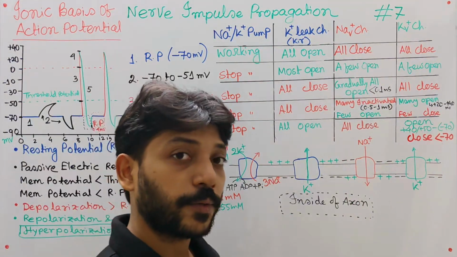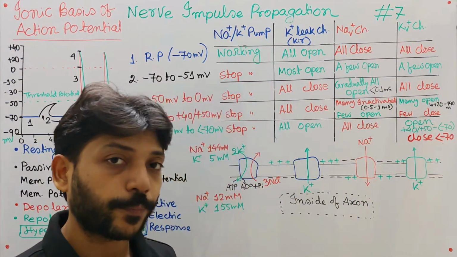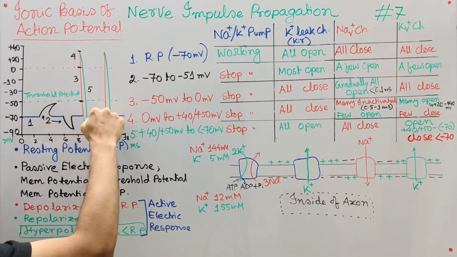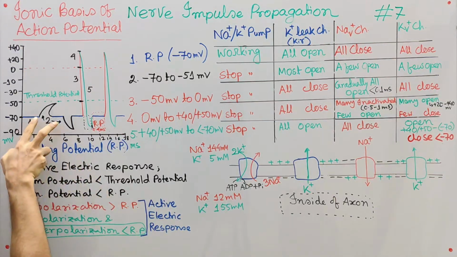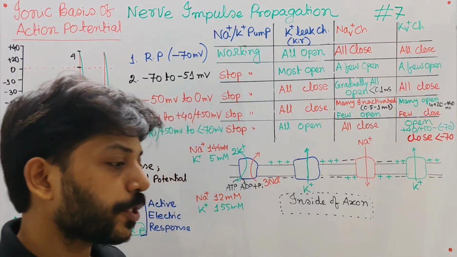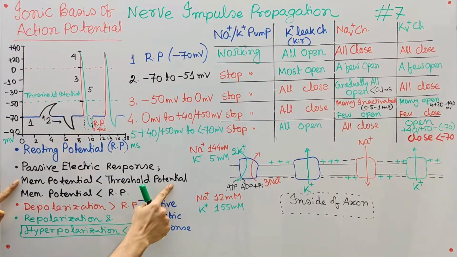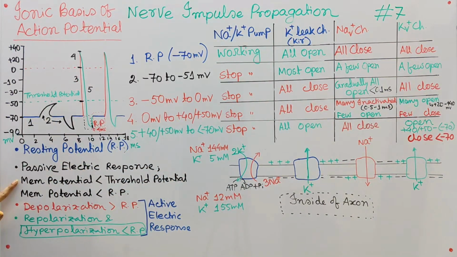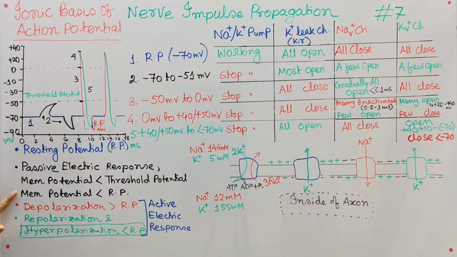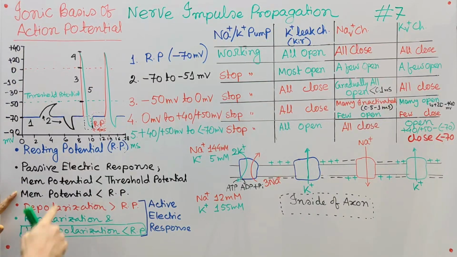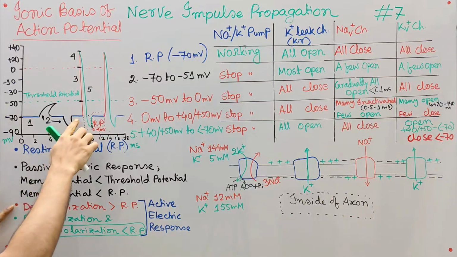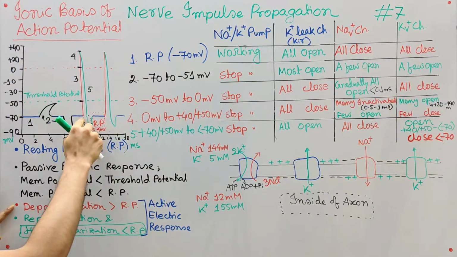Also, I want to mention that neurons actually show 2 types of electric response. One is passive, another is active. Action potential is an example of active electric response, and the other type of event is called the passive electric response. When the membrane potential of the neuron is less than threshold potential, it shows passive electric response. Now, threshold potential is actually minus 50 millivolts. Also, when the membrane potential of the neuron is less than resting potential, it shows a passive electric response. Now, when the membrane potential increases above the resting potential, we call it depolarization.